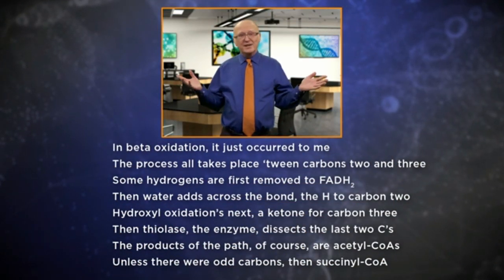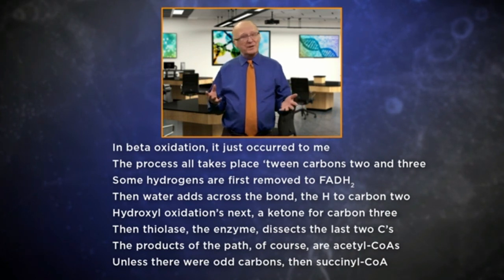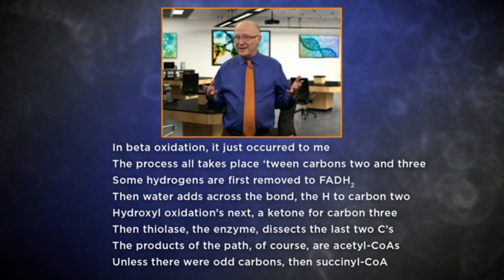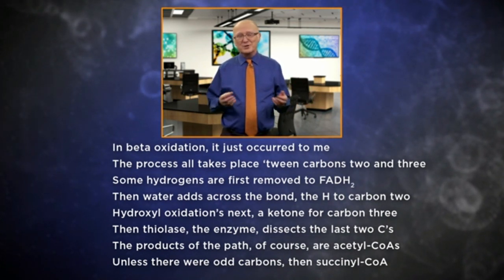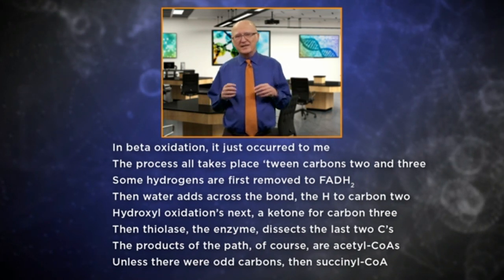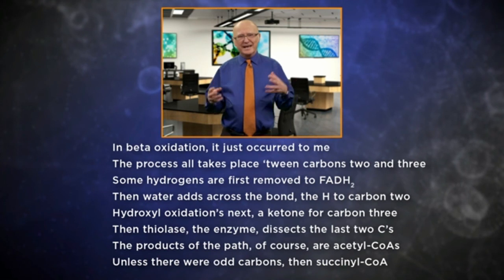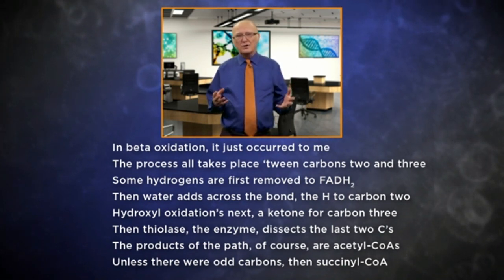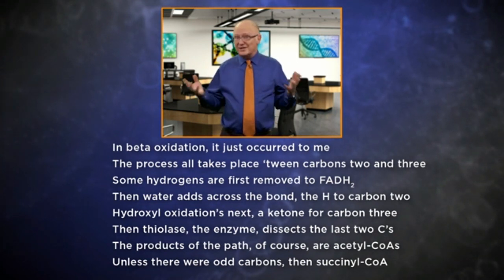In beta oxidation, it just occurred to me, the process all takes place between carbons 2 and 3. Some hydrogens are first removed to FADH2, then water adds across the bond, the H to carbon 2. Hydroxyl oxidation's next, a ketone for carbon 3. Then thiolase, the enzyme, dissects the last 2 Cs. The products of the pathway, of course, are acetyl-CoAs. Unless there were odd carbons, then succinyl-CoA.